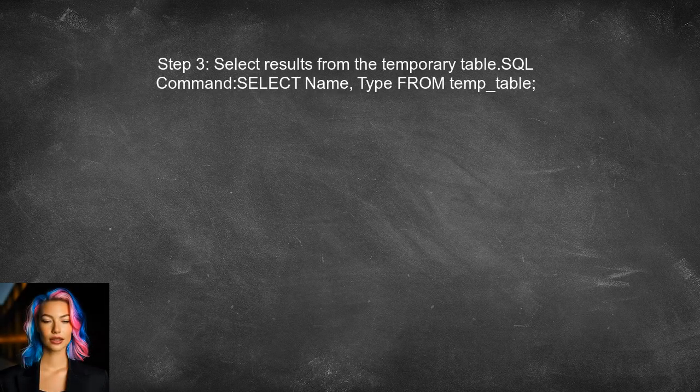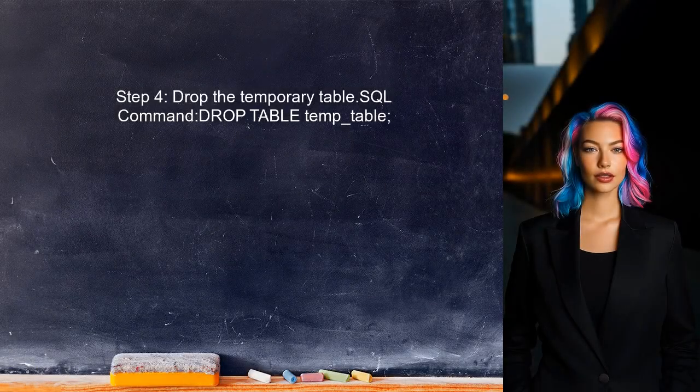After populating the temporary table, the user should now select the results from this table. This will give them the desired output with consecutive duplicates removed. Finally, the user can drop the temporary table as it is no longer needed. This helps in keeping the database clean and organized.